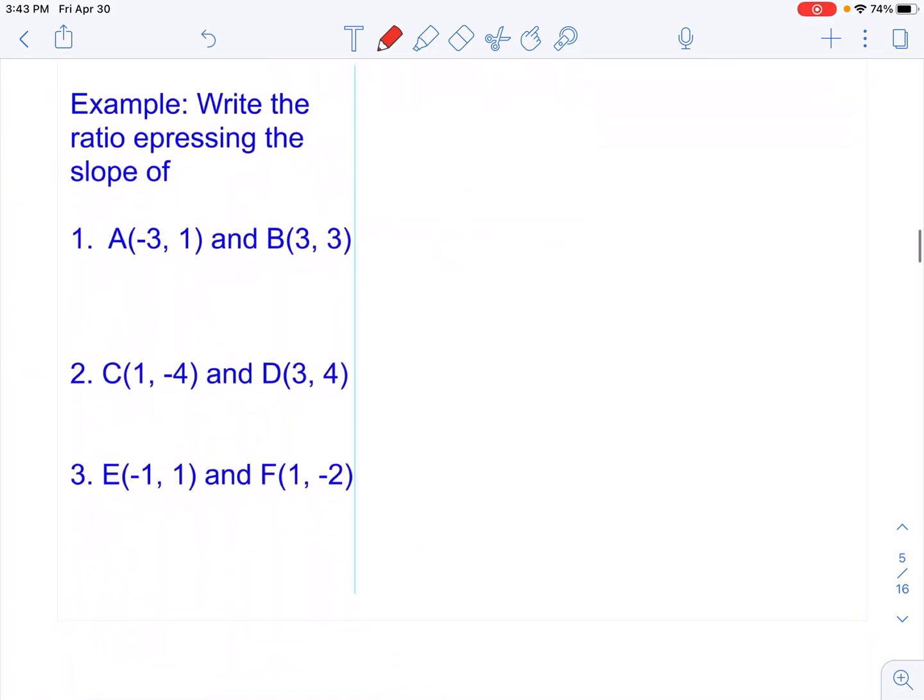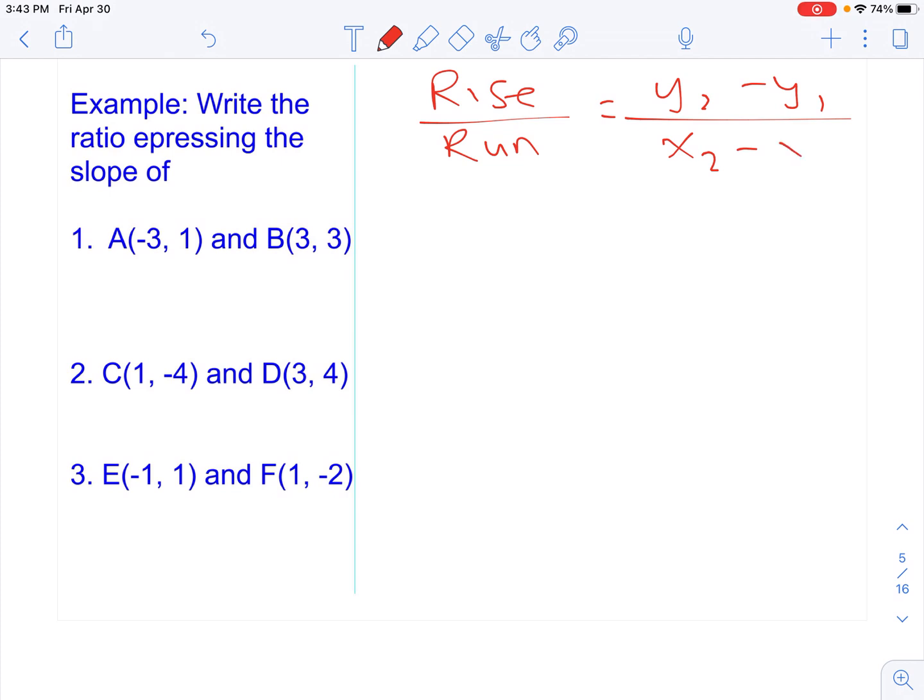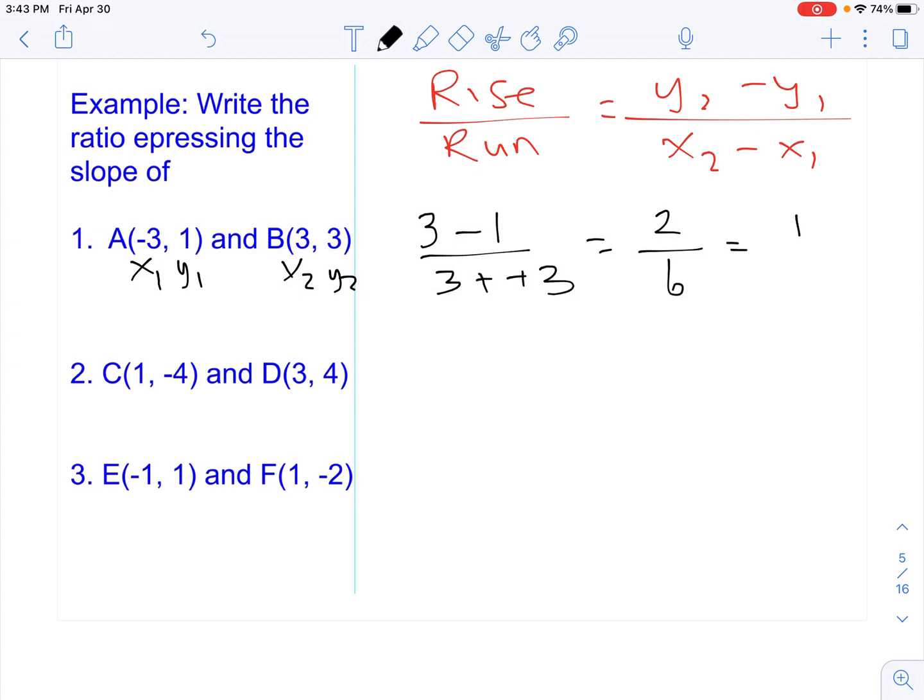Another example of a common ratio that we've already looked at is slope. Rise over run. We're looking at the ratio of the rise to the run. And we had our formula y2 minus y1 over x2 minus x1. And so this would be x1, y1, x2, y2, and we get 3 minus 1 over 3 minus negative 3, which is 2 over 6. And we want to always reduce, so the ratio of the rise to the run is 1 to 3. We go up 1 and over 3.